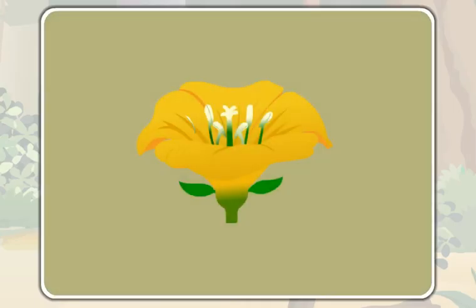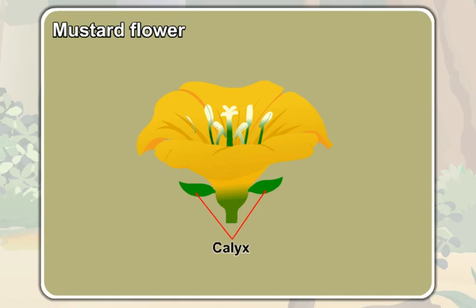This is a mustard flower. Now, have a look at its outermost layer. It is green in color, isn't it? The outermost green layer of a flower is the calyx. When a flower is in its bud stage, its calyx protects it. A single unit of calyx is known as a sepal.